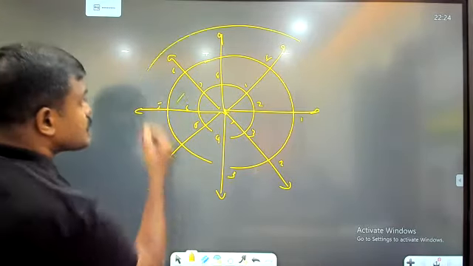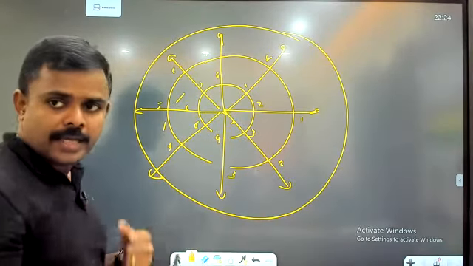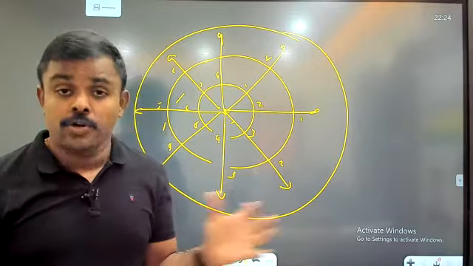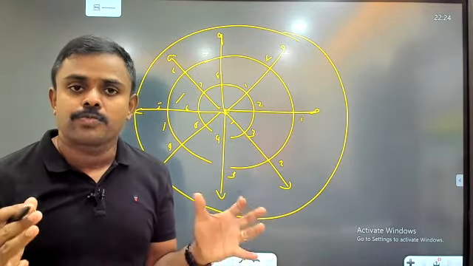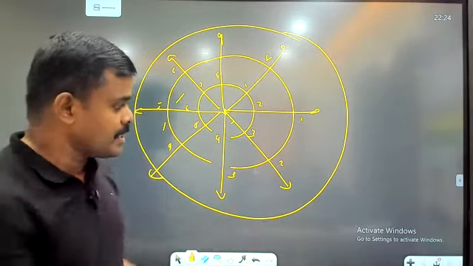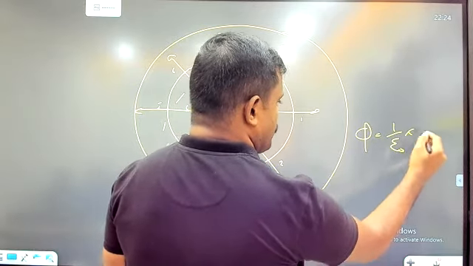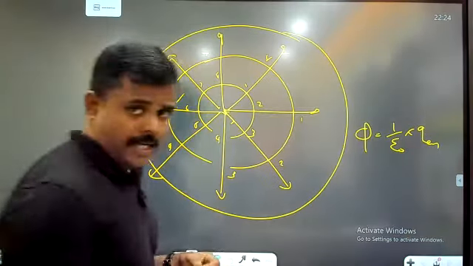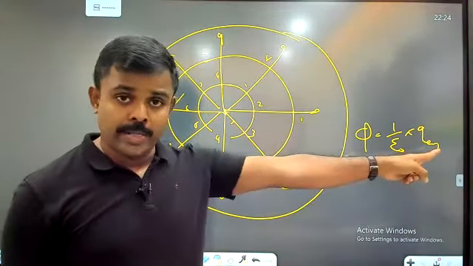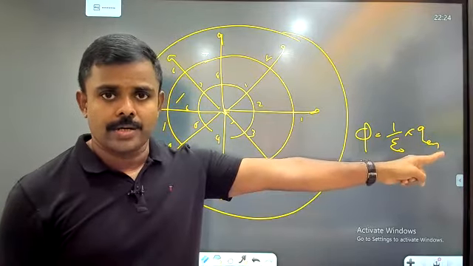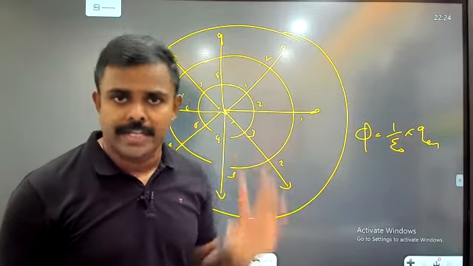Even if I take a bigger sphere here, even bigger sphere, again, flux would be the same. So no matter what the radius is, flux will be the same. That is common sense, because flux is given by what? 1 by epsilon 0 into Q enclosed. Okay. As long as Q enclosed doesn't change, flux also doesn't change.